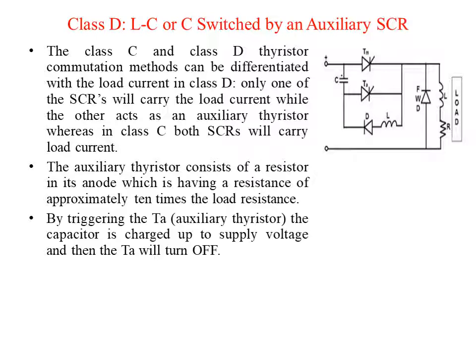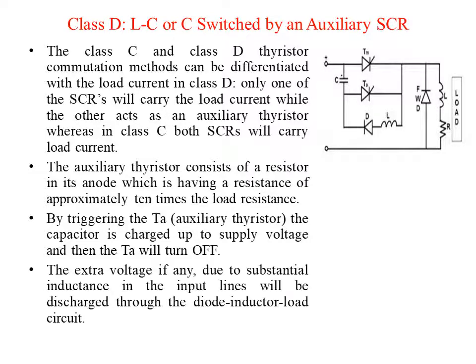By triggering TA, that is the auxiliary thyristor, the capacitor is charged up to supply voltage and then TA will be turned off. The extra voltage, if any, due to substantial inductance in the input lines will be discharged through diodes, inductor and load circuit.